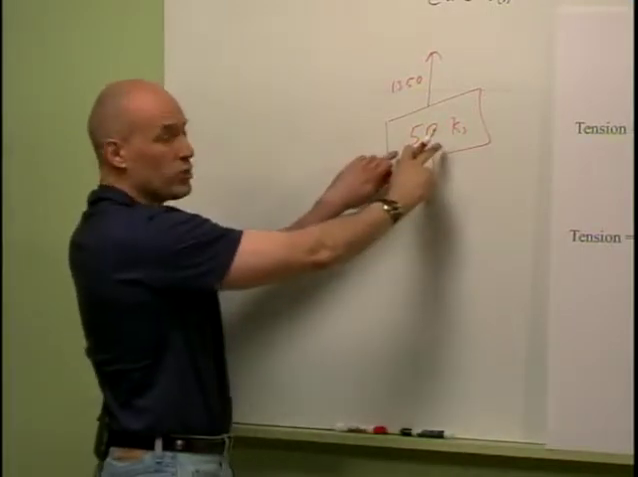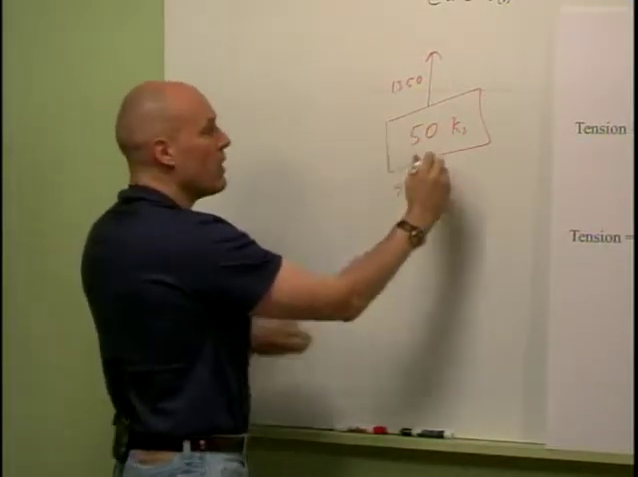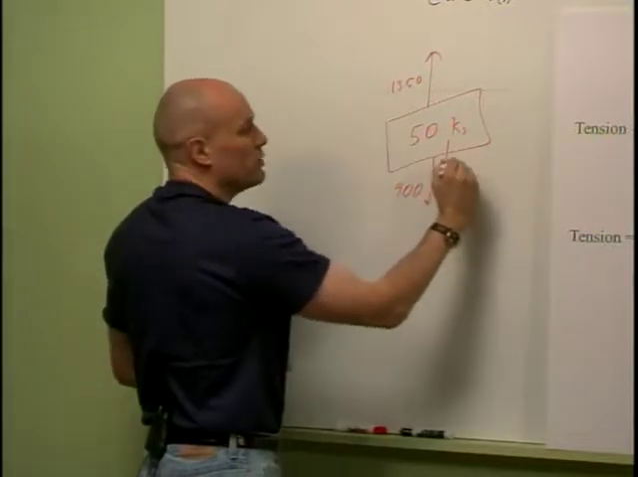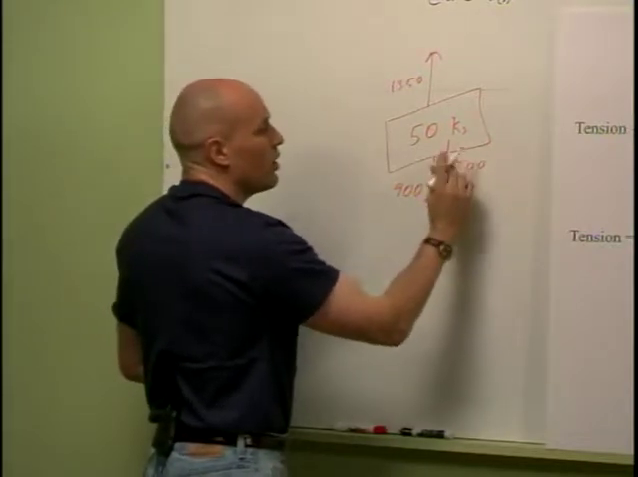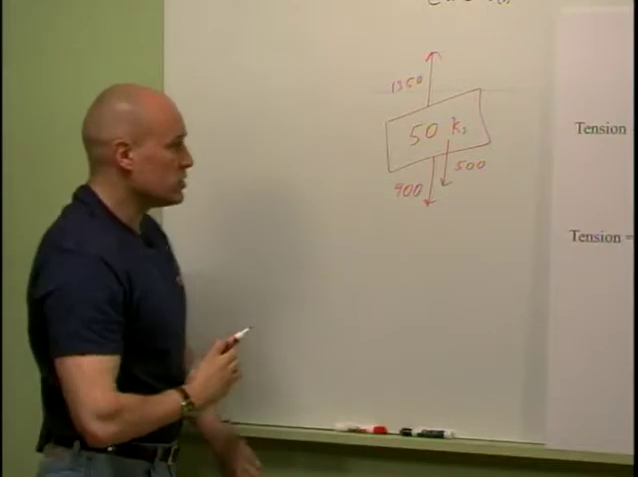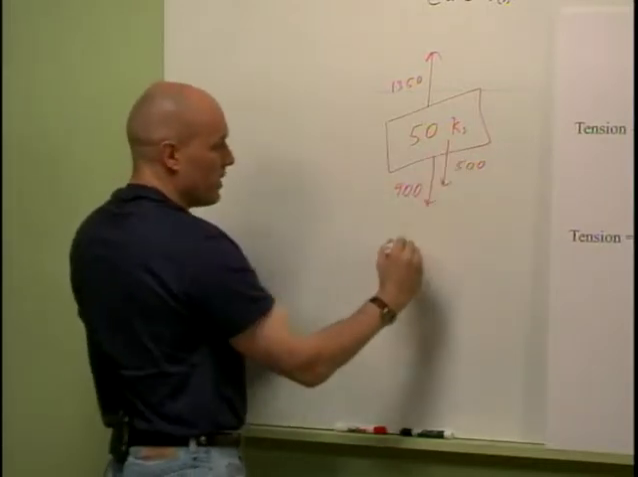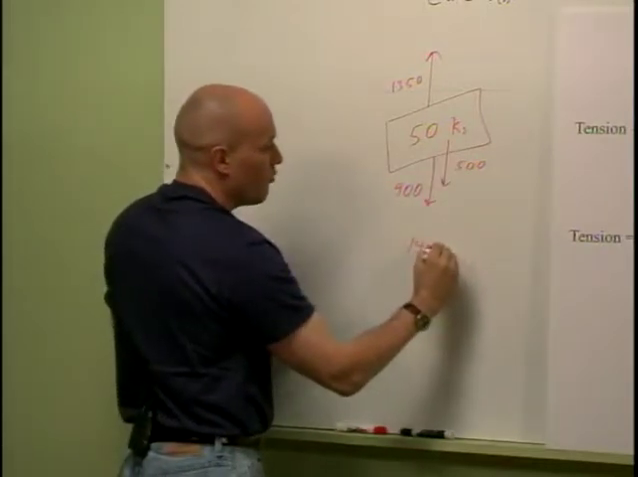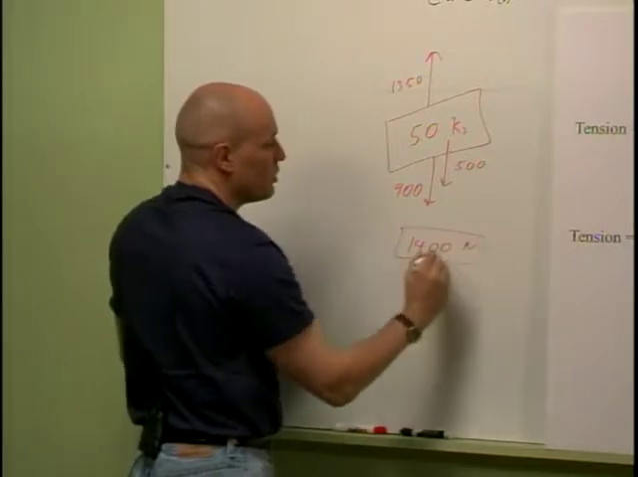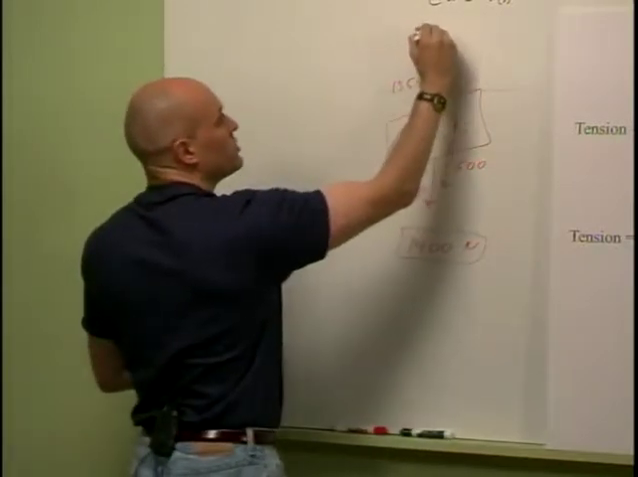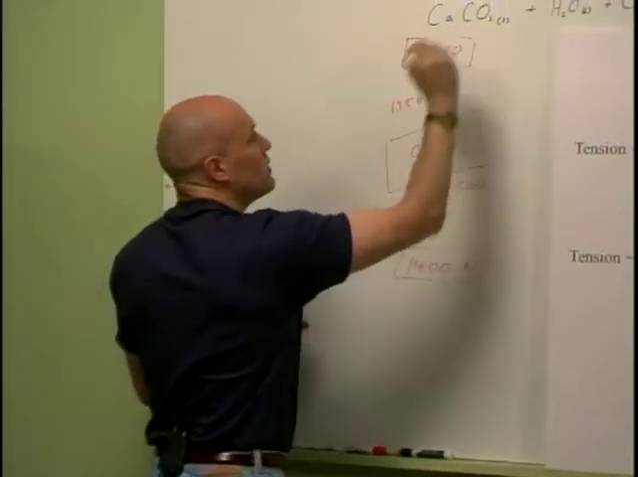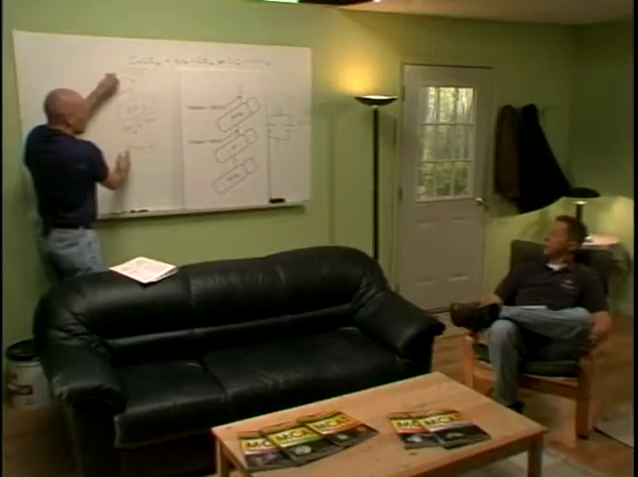But there's still another force on this backpack, and that's the weight of the backpack. And the weight of the backpack is pulling downwards at mg, or 500 newtons. So the total downward force then is 1,400 newtons. That's the total downward force. Total upward force is 1,350 newtons. So what does that mean? We've got a 50 newton net force.